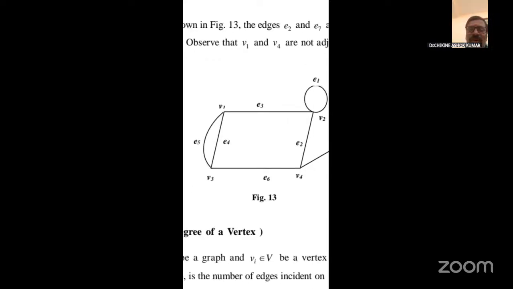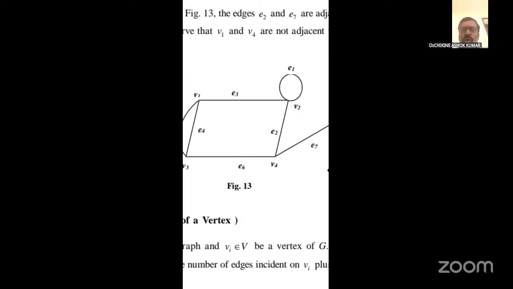And V1 to V3, the E4 edge. Again, V1 to V3, we have one more edge, that is E5. Totally, it has three edges, E3, E4, E5. Then we can say the degree of V1 is 3. Is it clear? The degree of V1 is 3.